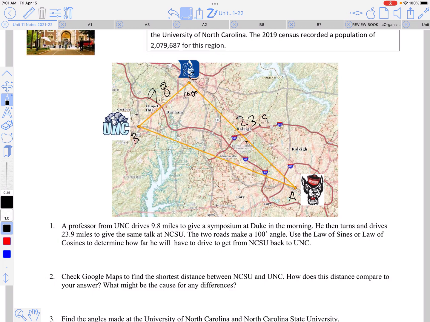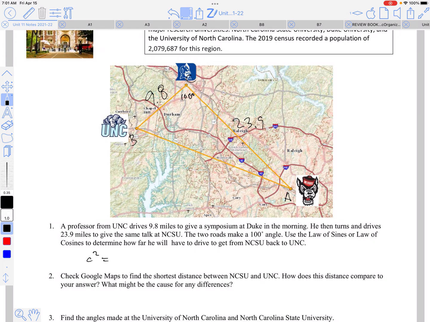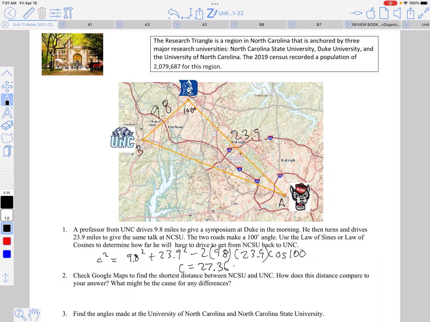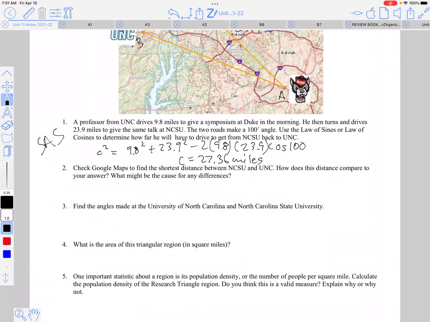So I want to find side little c, so that's going to be c squared equals 9.8 squared plus 23.9 squared minus 2 times 9.8 times 23.9 times cosine of 100. And you should notice this is the law of cosines. Be familiar with that. So I put all of that in my calculator, and then I took the square root of both sides to get rid of the square, and I got 27.36 miles. Law of cosines for side, angle, side.